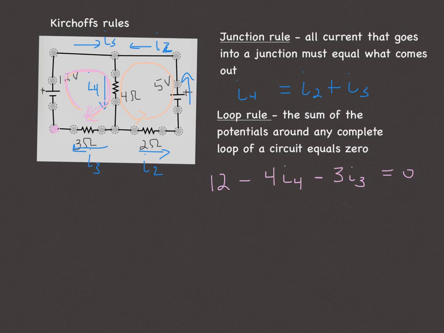Let's handle the right-hand loop. I'm going to start here, move up across the battery, so I'm going to gain 5 volts. Move through, hit the 4 ohm resistor, so minus 4 times I4. Then I hit the 2 ohm resistor, minus 2 times I2. And then I end back where I started, right? So plus 5 minus 4I4 minus 2I2. And that equals 0. So those are my three equations.